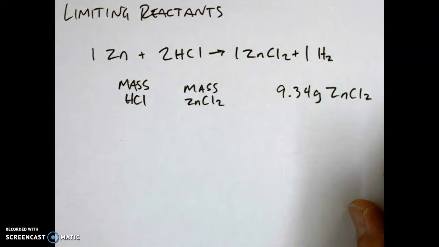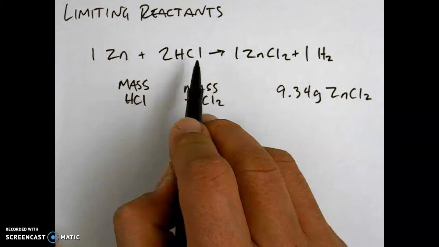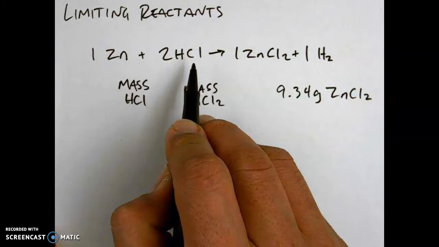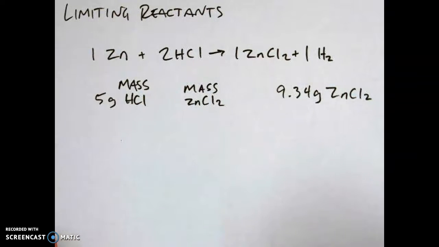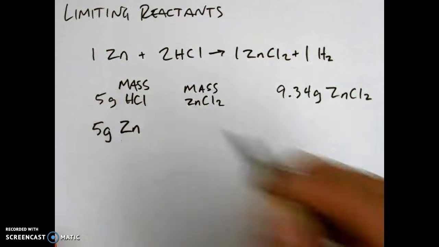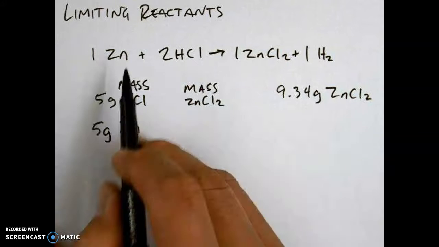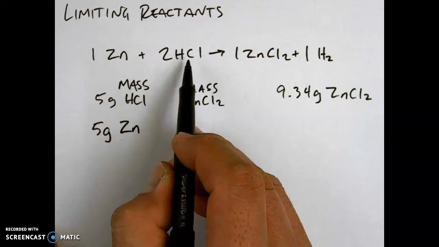Okay, so now we're going to be doing limiting reactants. That's how much of this was produced by this. How much of this did we use? We used 5 grams. And what if I said I had 5 grams of zinc? If I have 5 grams of zinc and 5 grams of this, which one's going to get used up first? That's the question.